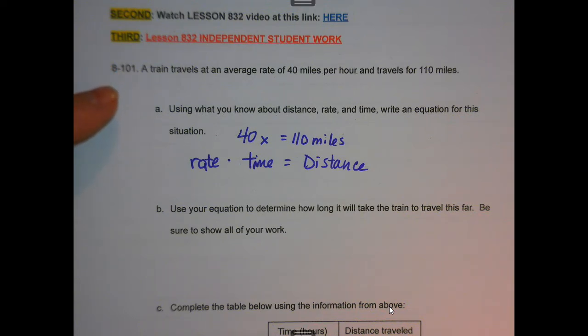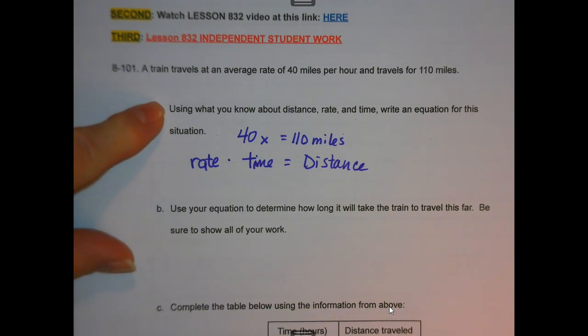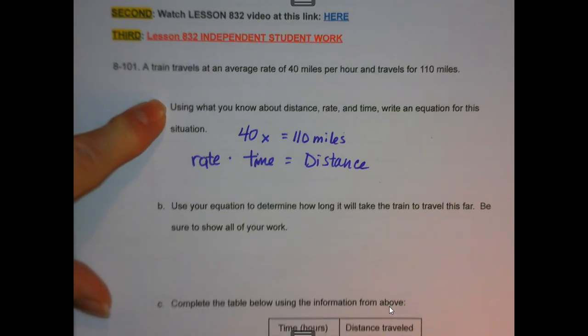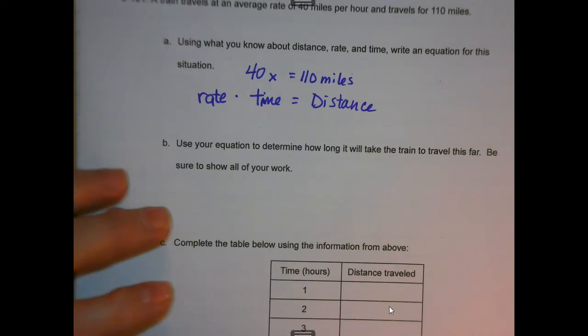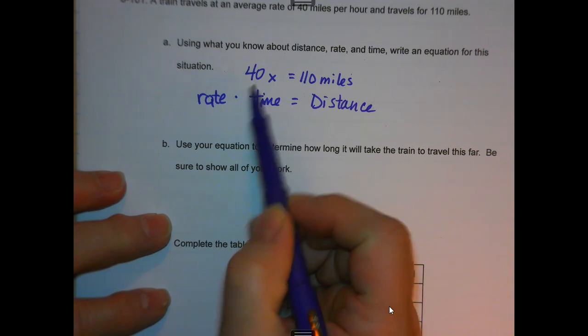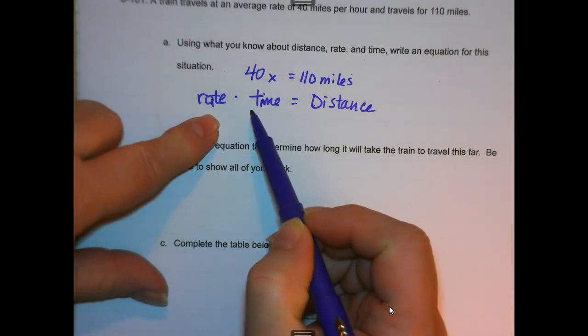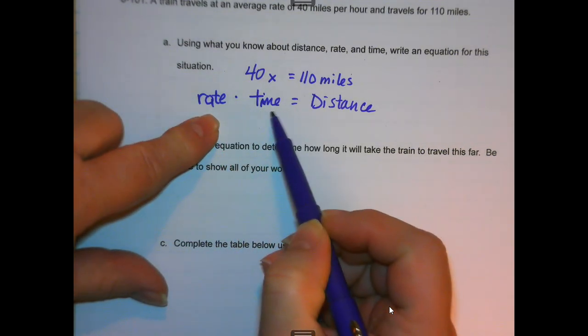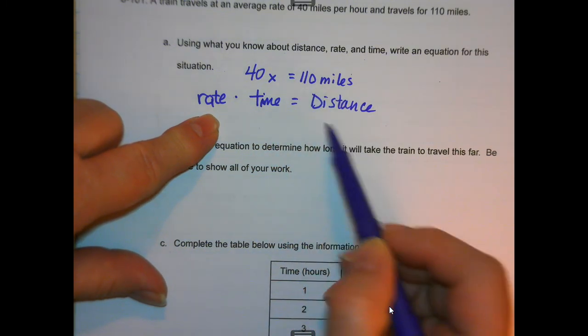and travels for 110 miles. And in order for us to analyze this information, we are asked to use what we know about distance, rate, and time to write an equation. Now, one possibility for our equation is 40, which is our rate, times x, which is our time, x stands for the time, equals 110 miles, which is the distance.